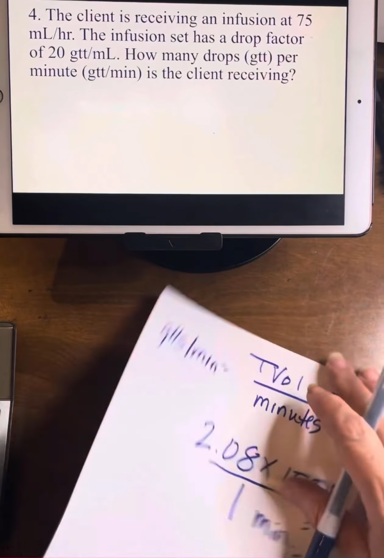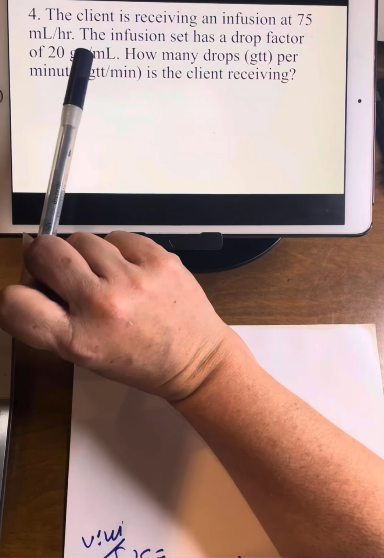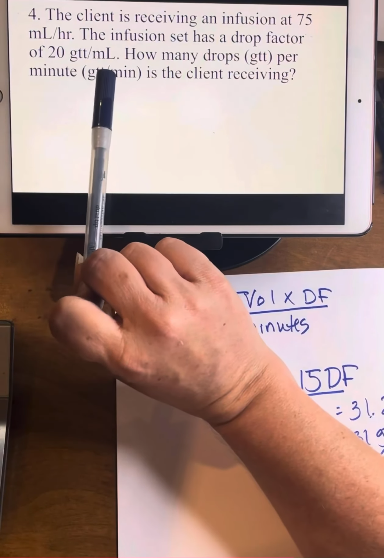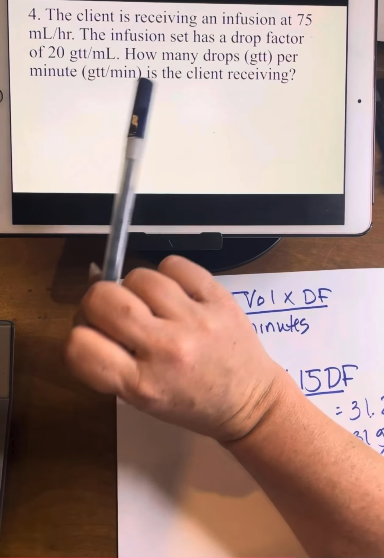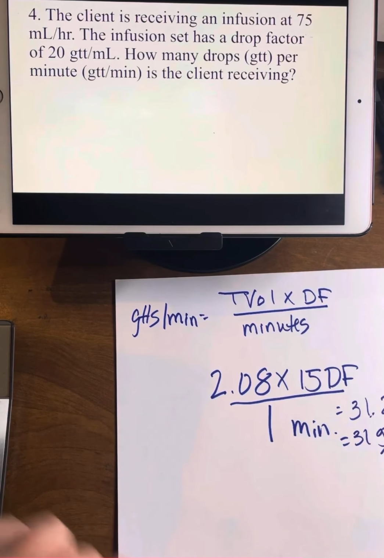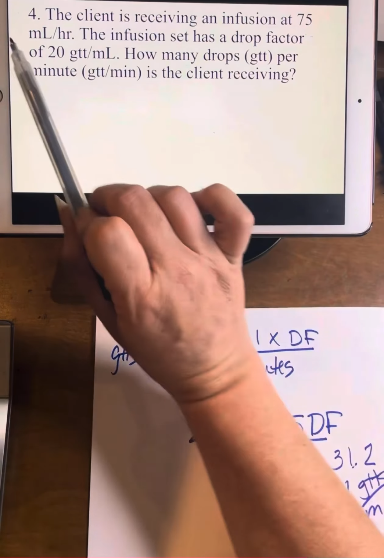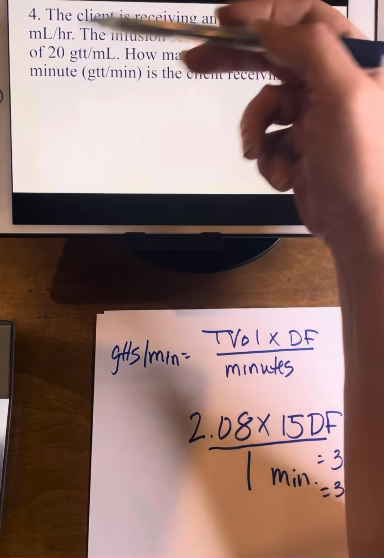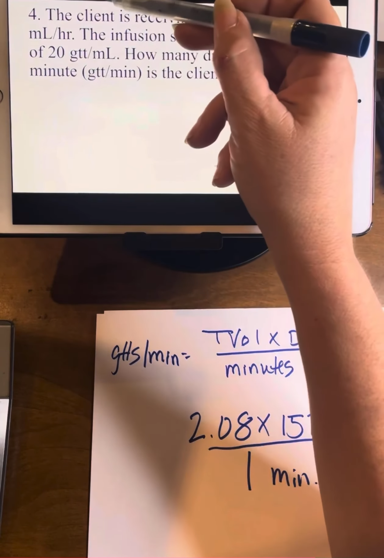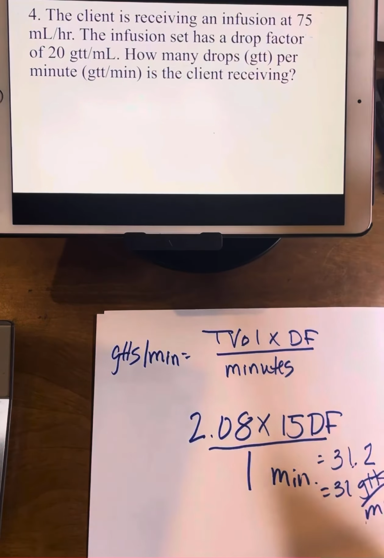All right. Now, this one says the client is receiving an infusion at 75 milliliters an hour. And the infusion set has a drop factor of 20 drops per minute. How many drops you gonna set the thing? How many drops per minute are they receiving? So here's our thing. And the total volume that we have is 75 milliliters going in over 1 hour. Sometimes they'll say you got 1,000 milliliters infusing at 75 milliliters an hour. That's what you're going to use.